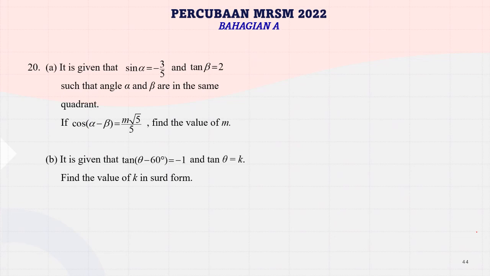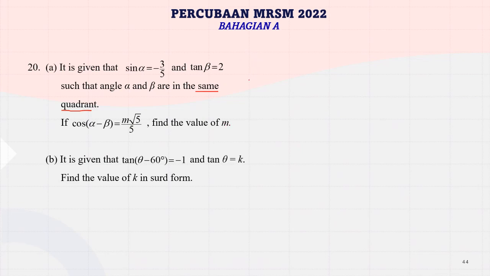Percubaan MRSM 2022, number 20. I guess this is the second last question. It is given that sin alpha is negative 3/5, tan beta is 2, such that angles alpha and beta are in the same quadrant. And then if cos(alpha minus beta) is equal to m√5/5, find the value of m.